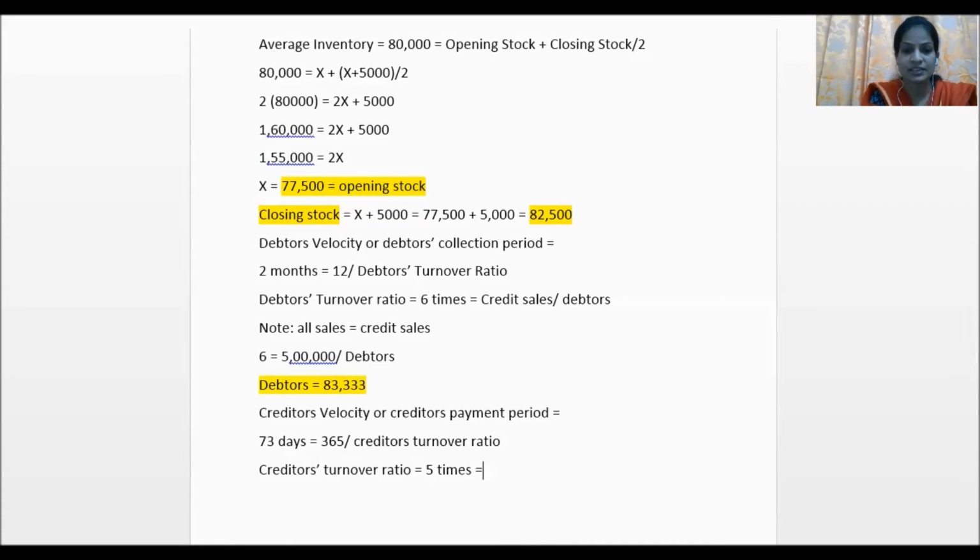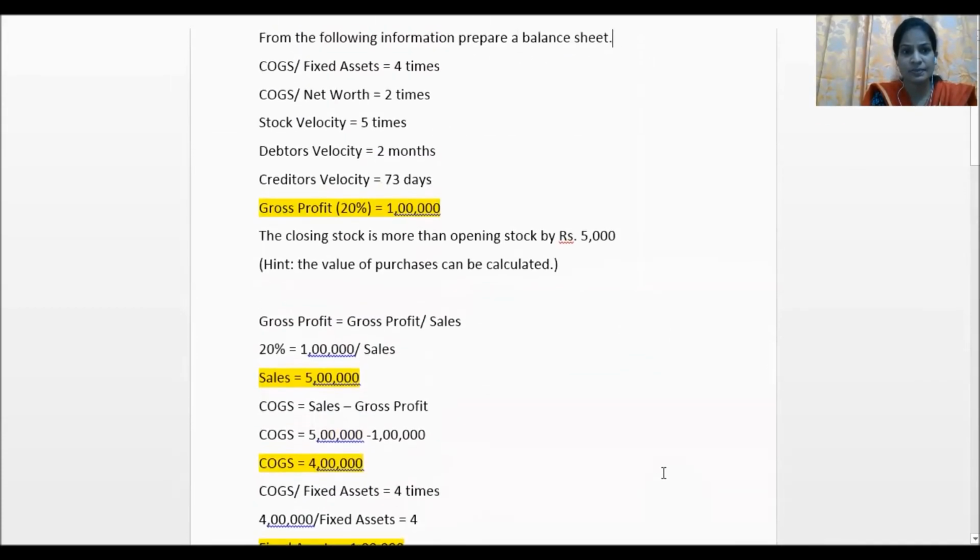Now the alternate formula of creditors turnover ratio: we consider credit purchases upon average creditors. We are going to just take the creditors. Now credit purchases we don't know, and we don't even know creditors. We cannot solve this ratio unless we have either creditors or credit purchases. Now what can be done? We are not having any other information if we check the sum. But there is a hint that purchases can be calculated.